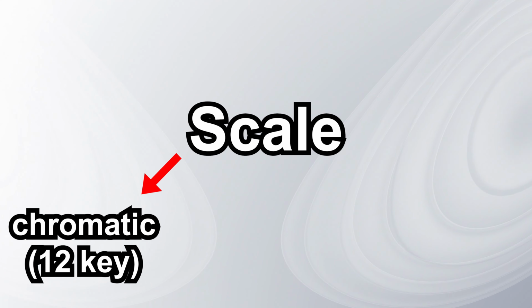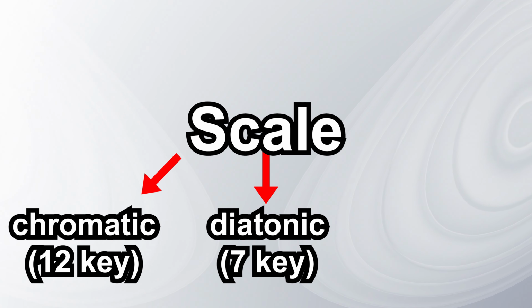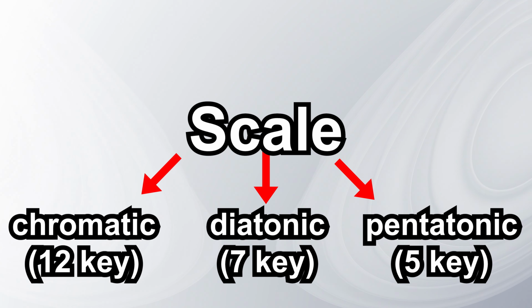So now is the perfect time to organize what we've learned so far. In music theory, scales are distinguished by the number of keys or notes played. For instance, the chromatic scale uses 12 keys. Major and minor scales each use a total of 7 notes, known as diatonic scales. If we use a 5-note scale, it's called a pentatonic scale. Each scale has a specific pattern.